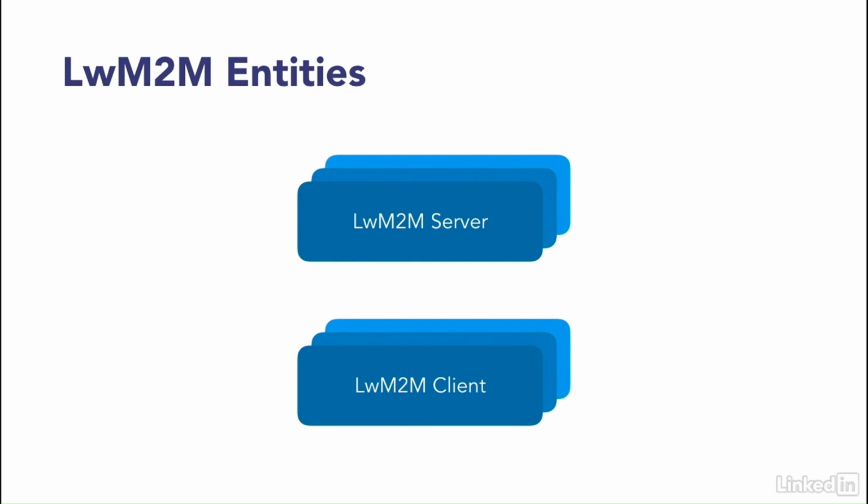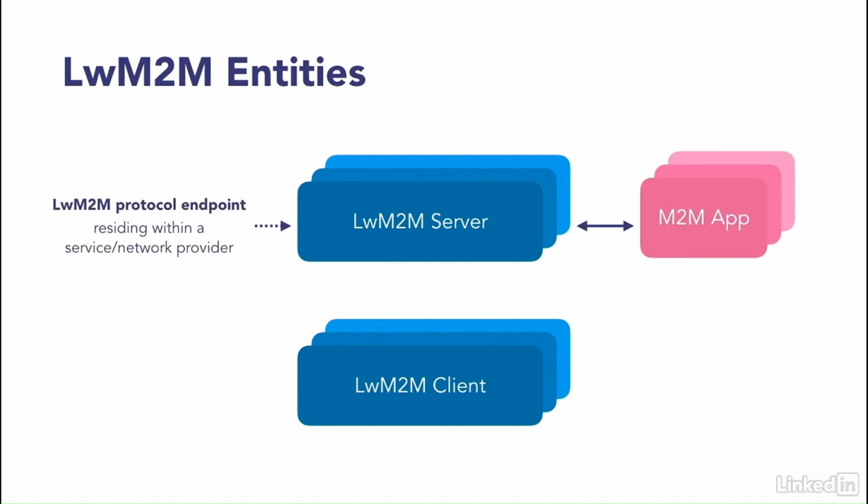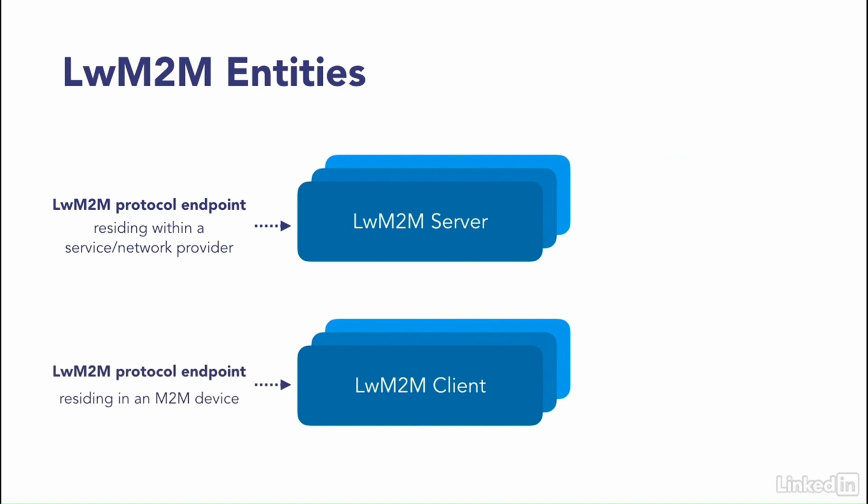Let's go back to the high-level components of the lightweight M2M protocol, where there are two essential entities, lightweight M2M server and the lightweight M2M client. Lightweight M2M server is the logical component residing within the M2M service or network provider, serving as an endpoint of the lightweight M2M protocol. The M2M applications can invoke the functions from the server. Lightweight M2M client is the logical component residing in a physical M2M device.